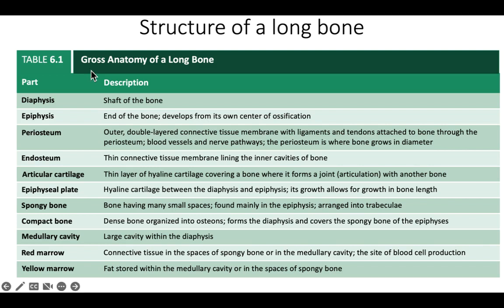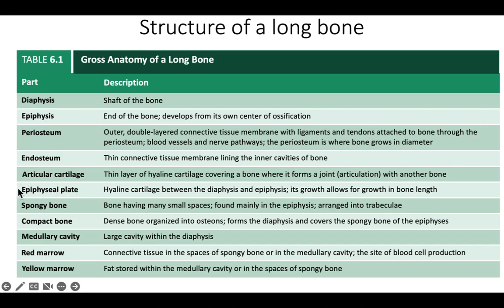And here's the list. So I think we've covered all these. Diaphysis, the shaft; epiphysis, the ends; periosteum, the outer double-layered connective tissue membrane; endosteum, the thin connective tissue membrane on the inside. Articular cartilage was that hyaline cartilage. The word articular refers to an articulation, which is a joint. So if you have cartilage at a joint, it's called articular cartilage. So that was that light blue protective covering on the two ends.